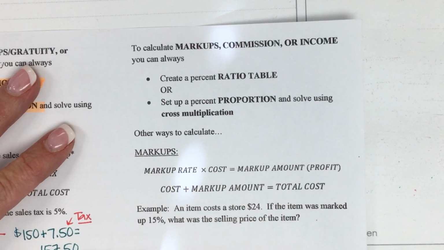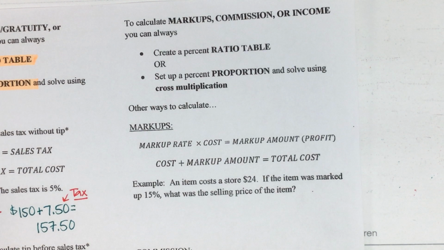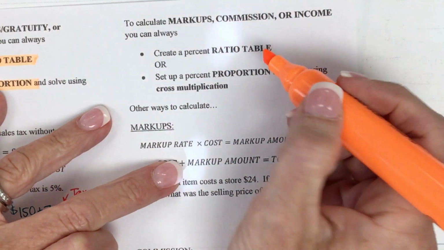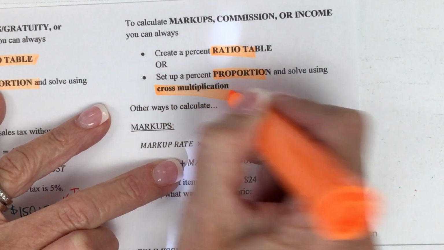All right, to calculate markups, commission, or income, you can always create a ratio table or set up a percent proportion solving by cross multiplication.